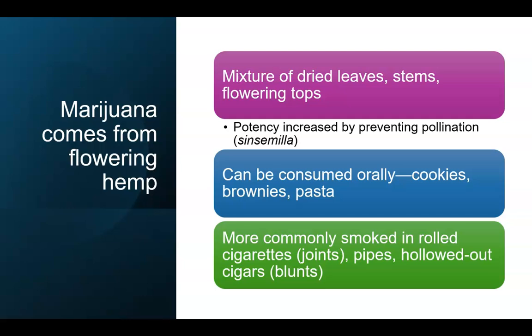Now, some people do consume marijuana orally. You've probably heard about marijuana being used in cookies, sometimes referred to as Toke House cookies. You've probably heard it referred to as brownies. I've heard about people who will put it in their butter or put it in their pasta. But generally, it's going to be more commonly smoked in things like rolled cigarettes, which are known as joints, different types of pipes or bongs, and additionally hollowed out cigars that are better known as blunts.